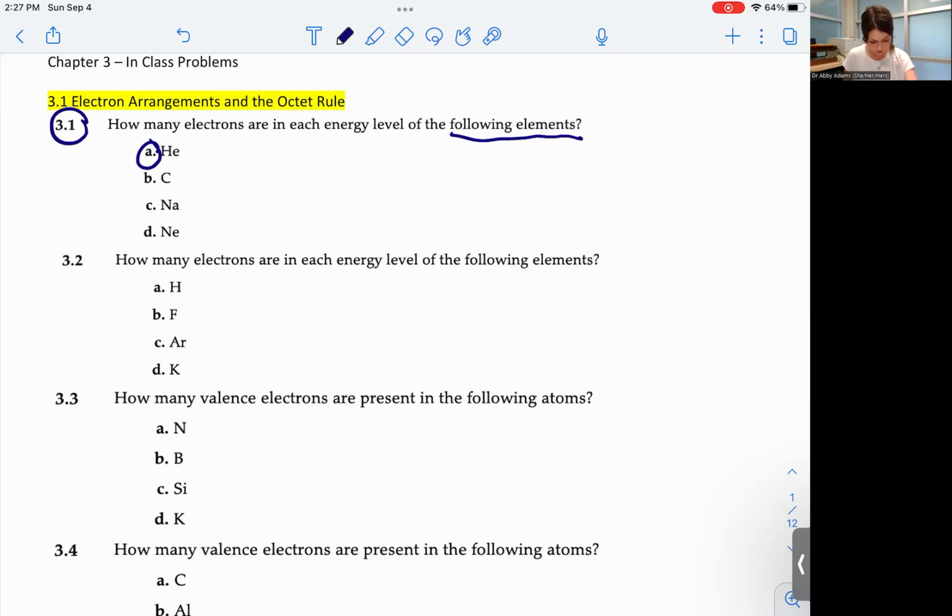Let's see, maybe I could draw this out to make this easier. Let's make a little table. Let's say, so here we're going to have the total electrons.